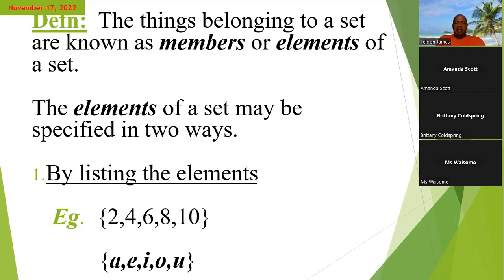Likewise, you could be listing the set of vowels. So this would be the set of A, E, I, O, U. Note that when you are specifying a set by listing the members, you write the members and separate them with a comma, all right?